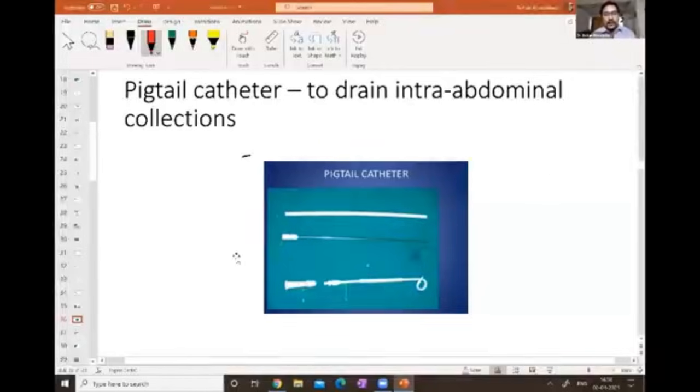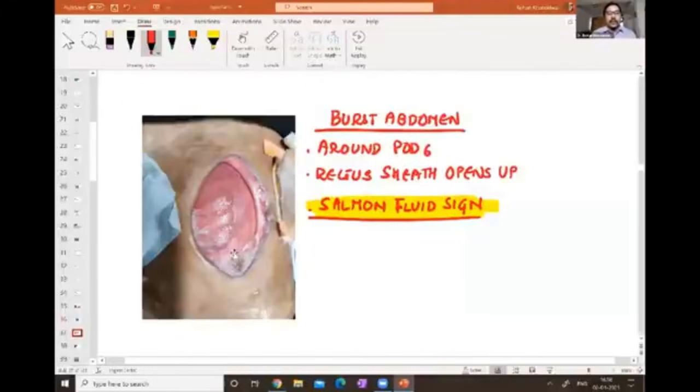This is burst abdomen. Burst abdomen is when the rectus sheath wound opens up. And this occurs around day 6. And you get a salmon fluid sign. Salmon fluid sign is when pinkish fluid comes out of the wound. That is a sign of burst abdomen. When a burst abdomen develops, the emergency management is urobag laparostomy. This is the emergency management.